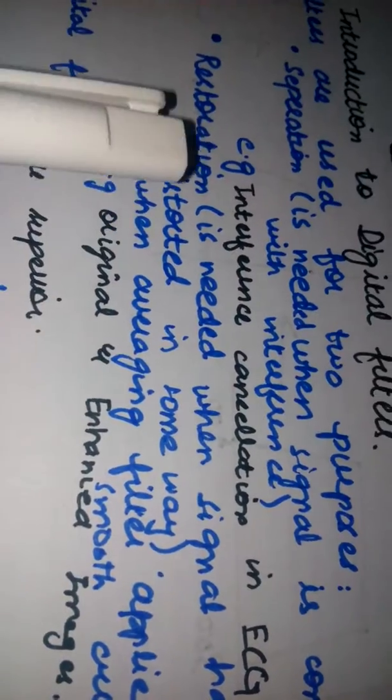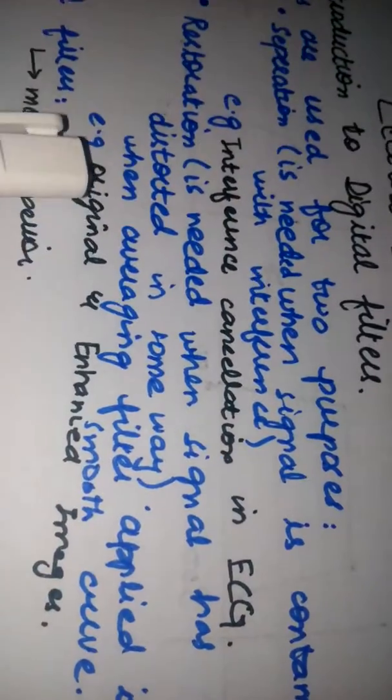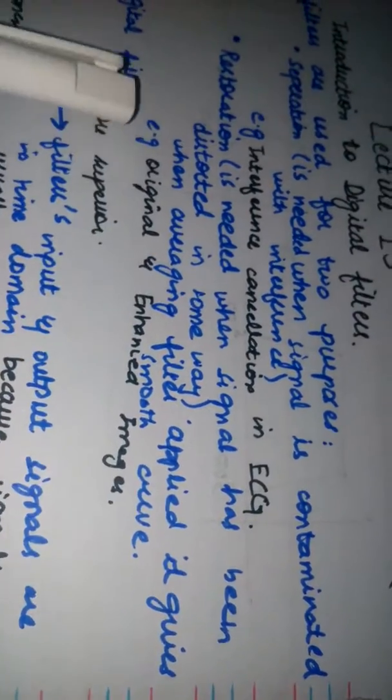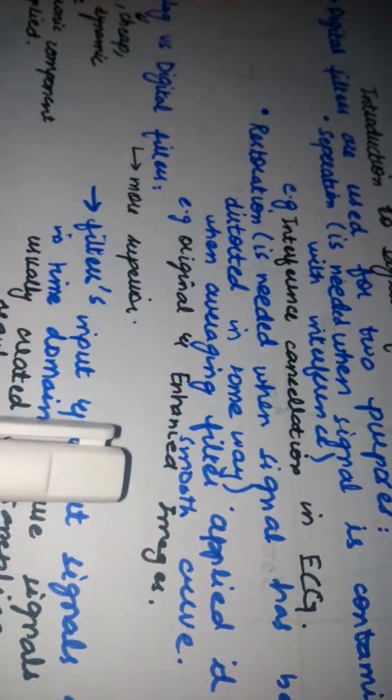The next is the restoration. It is needed when the signal has been distorted in some way. So an averaging filter is actually applied, so it gives smooth curves. For example, original and enhanced images.